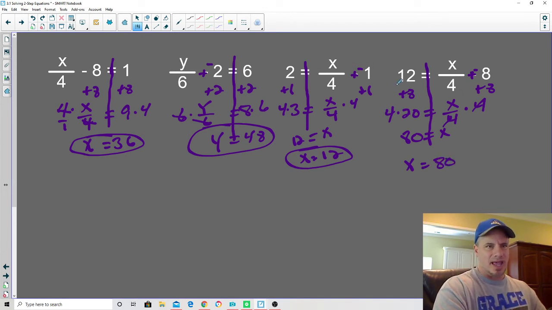Now, none of these have a negative on the bottom, but if this were negative 4 down here, you would have to multiply by negative 4 right here. You've got to multiply by whatever's down there because it's got to cancel out. And that would give you a negative 80 in that case. But it's not a negative 4, it's positive. But anytime you have a negative down here, you have to multiply by that same number. Not an opposite number. It's got to be negative 4 to cancel out.